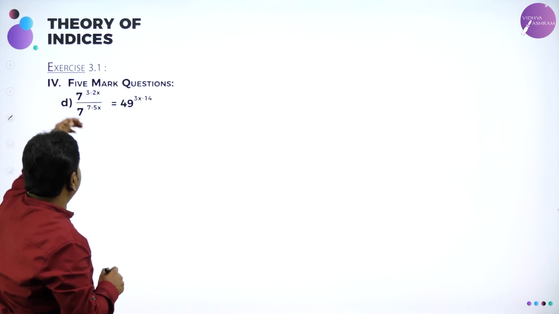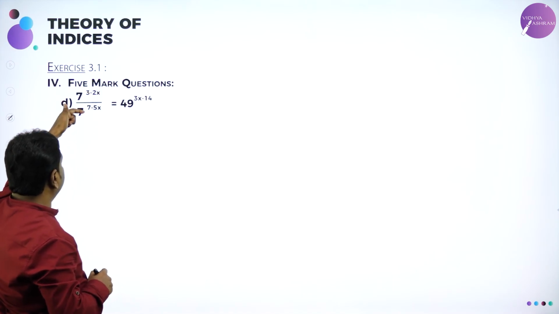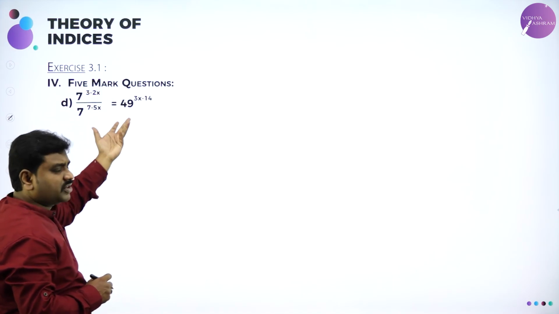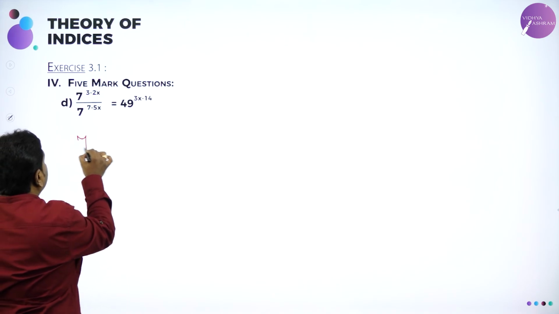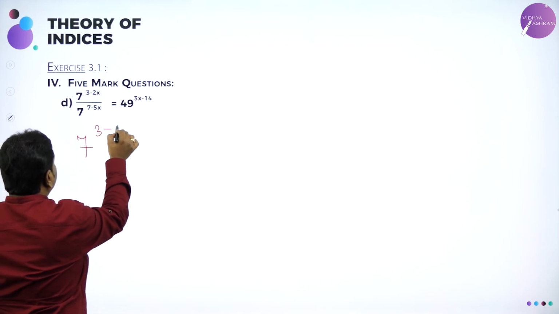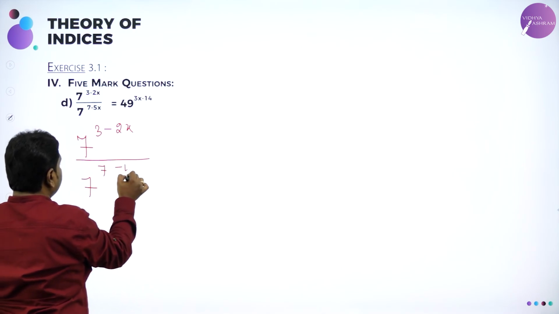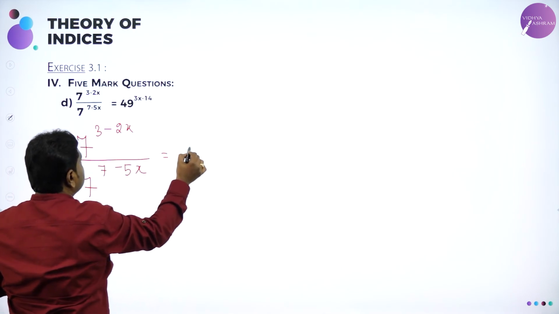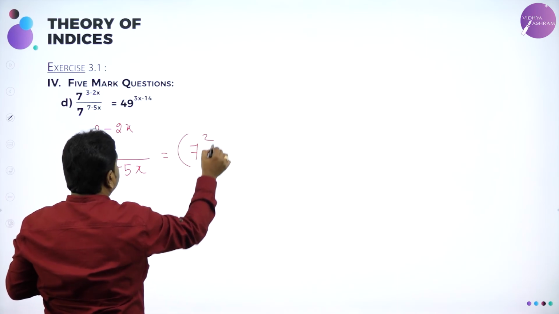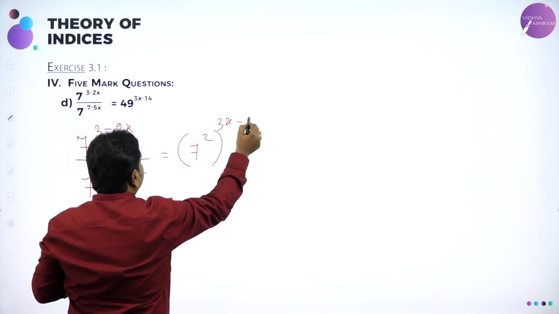Next we have 7 power 3 minus 2x divided by 7 power 5 minus x is 49. Always make the bases same. Solve means find the value of x. 7 power 3 minus 2x divided by 7 power 7 minus 5x is equal to, can I write this as 7 square, 49? 7 square, 7 power 3x minus 14.